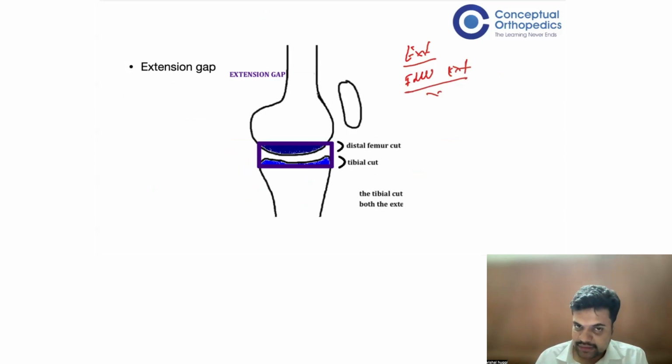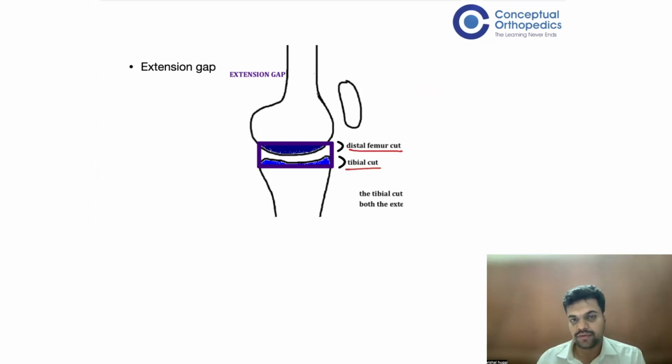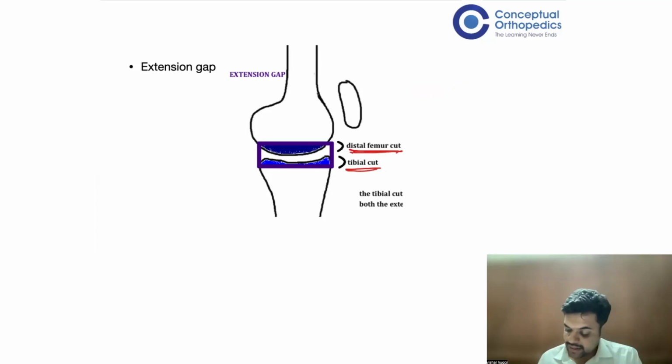So what are the cuts which have an effect on extension gap? We all know that. Distal femur, yes, and the tibial cut. This is very important. The distal femur cut has a predominant, exclusive effect on the extension gap, whereas the tibial cut has an effect on both flexion as well as extension, right? So this concept is very important.